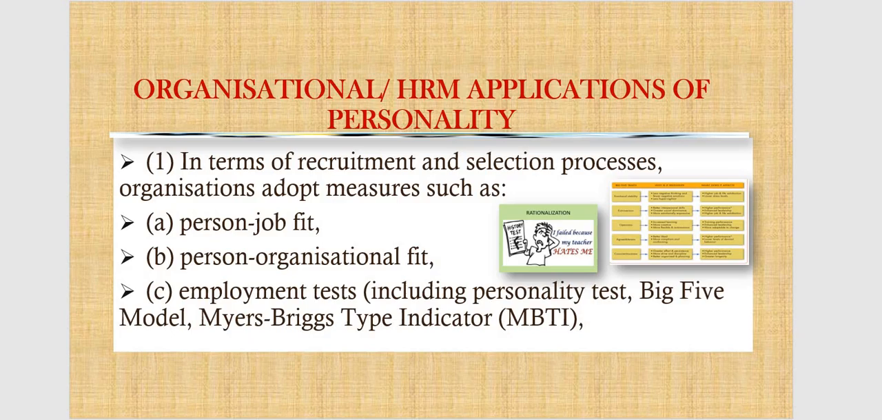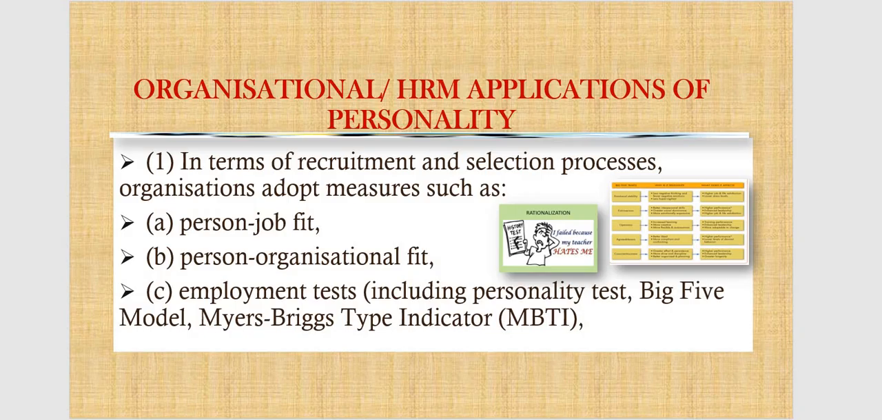Okay. So in terms of recruitment and selection processes, organizations adopt measures such as person job fit, person organizational fit, and employment tests, right? So these are all things that they look at. So for the person job fit, this one talks about, let's say, your skills that are necessary for the occupation. Do you get it? Then when you talk about the person organizational fit, here we are comparing the skills you have with the organizational goal. Are those your skills in line with the organizational goal? That is the person organizational fit.